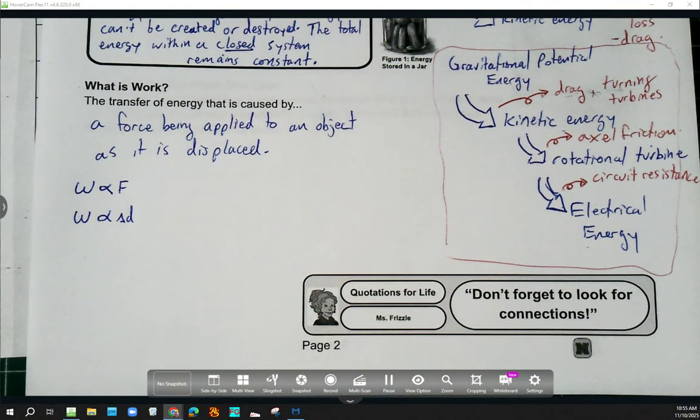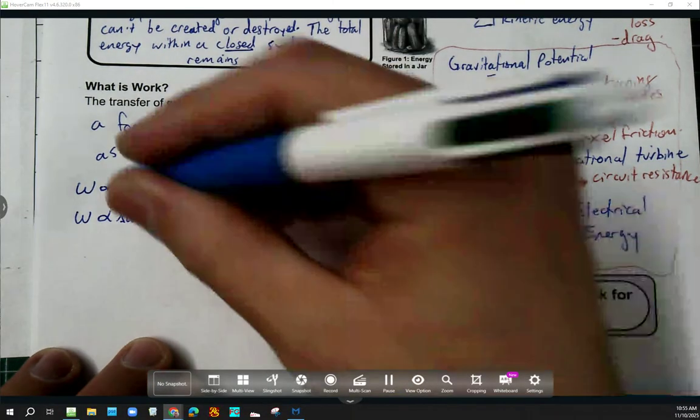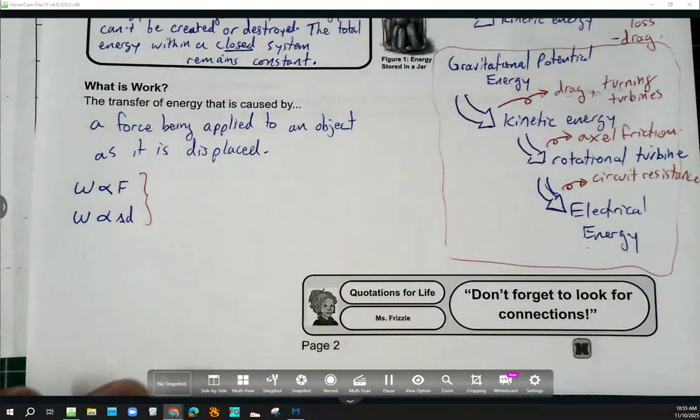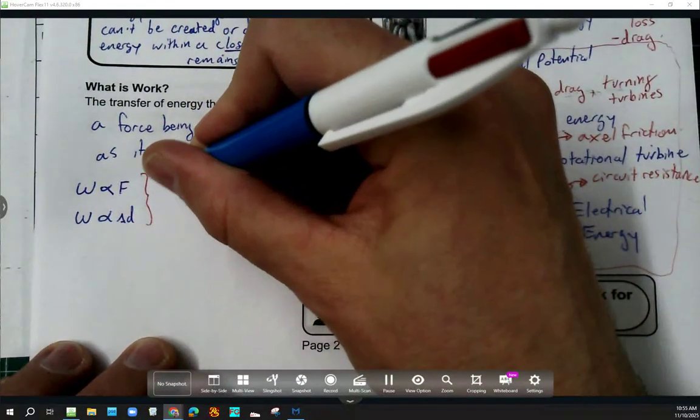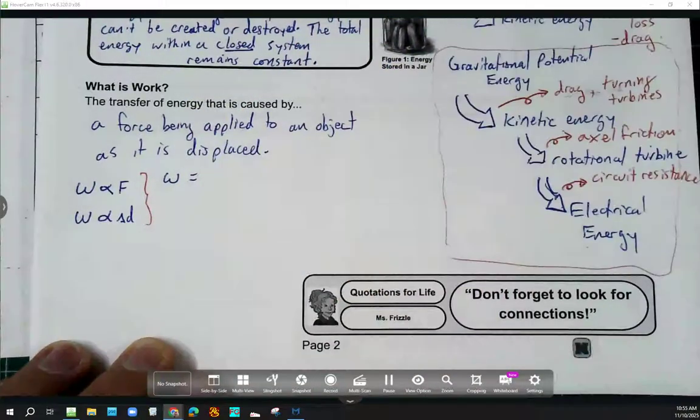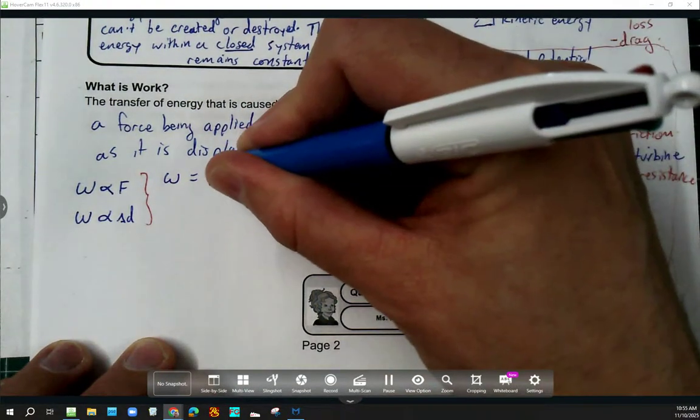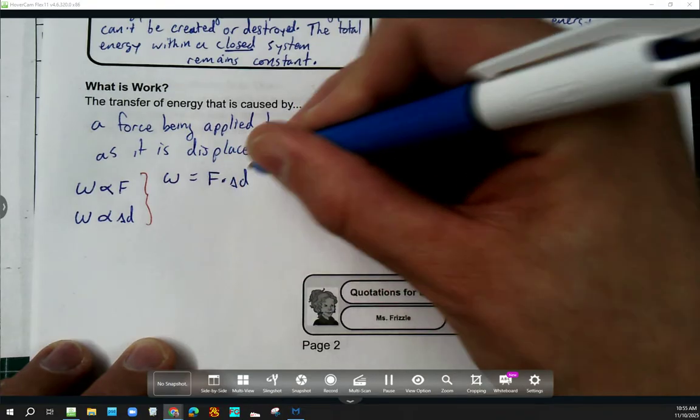That little alpha symbol means proportional to. Work is proportional to how much force you apply. Work is proportional to the displacement that you cause something to move by as you do that work. And so if we tie these two together, there's actually a math thing, this formula: work equals force times displacement times cosine theta.